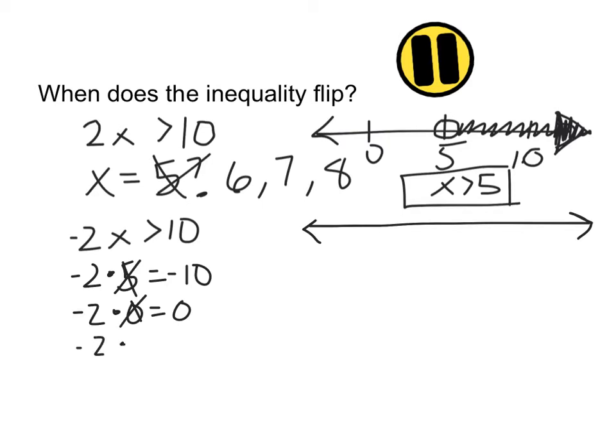So what about -2 times -5? Oh, that gives me exactly 10, but that's still not what I want because 10 isn't allowed, because it has to be greater than 10.